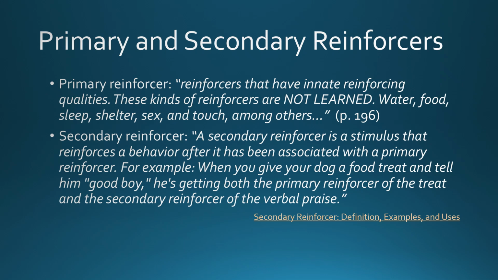A secondary reinforcer is a stimulus that reinforces a behavior after it has been associated with a primary reinforcer. And this is really similar to classical conditioning. For example, when you give your dog a food treat and tell him good boy, he's getting both the primary reinforcer of the treat. You don't have to learn to associate food with being positive. And the secondary reinforcer of the verbal praise, which then, again, very much like classical conditioning, the verbal praise ends up being associated with the food.